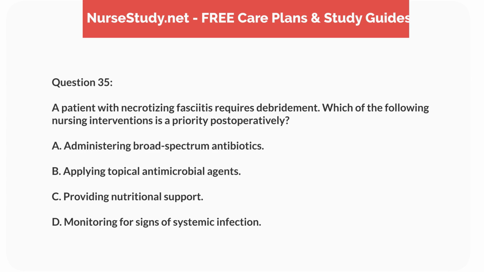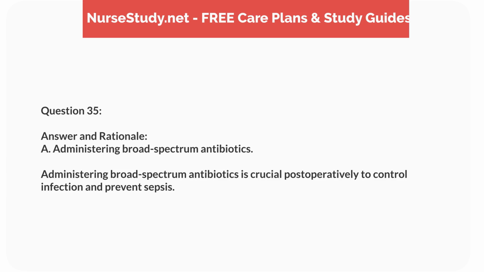Question 35. A patient with necrotizing fasciitis requires debridement. Which of the following nursing interventions is a priority postoperatively? A. Administering broad-spectrum antibiotics. B. Applying topical antimicrobial agents. C. Providing nutritional support. D. Monitoring for signs of systemic infection. Answer and rationale. A. Administering broad-spectrum antibiotics. Administering broad-spectrum antibiotics is crucial postoperatively to control infection and prevent sepsis.